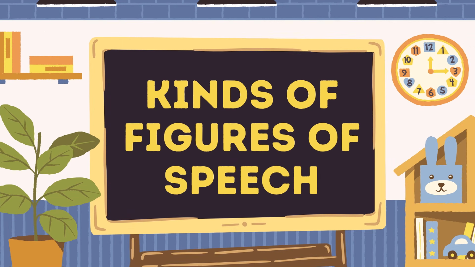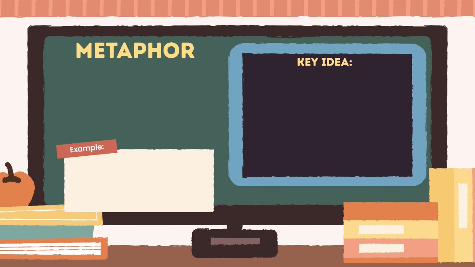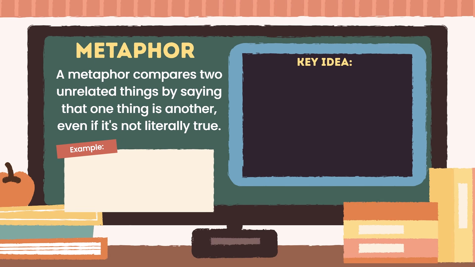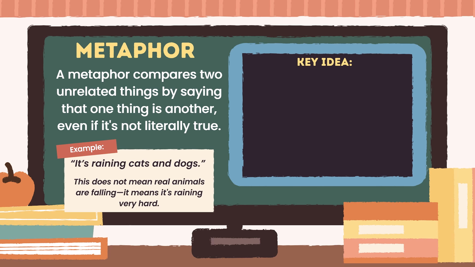Kinds of figures of speech. Metaphor. A metaphor compares two unrelated things by saying that one thing is another, even if it's not literally true. Example, it's raining cats and dogs. This does not mean real animals are falling. It means it's raining very hard. Key idea: a metaphor helps us picture something in a fun and creative way.